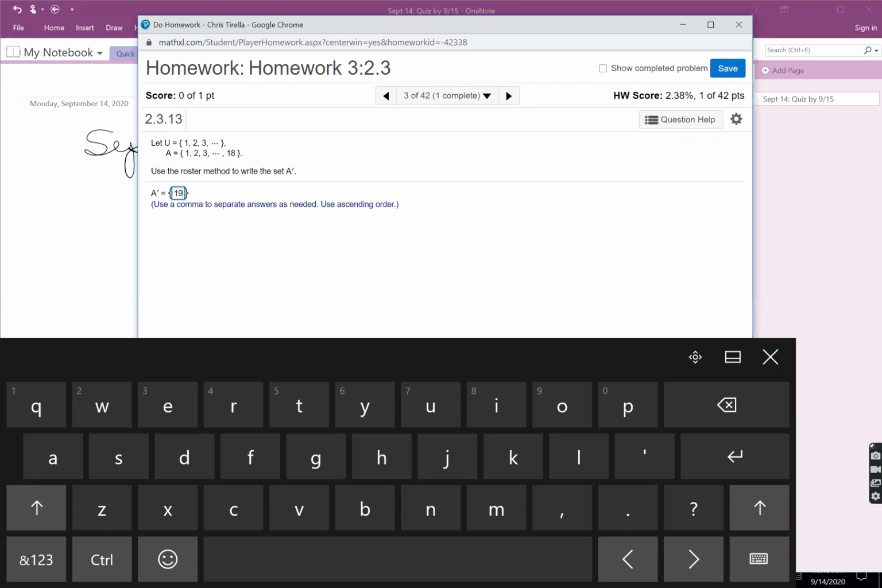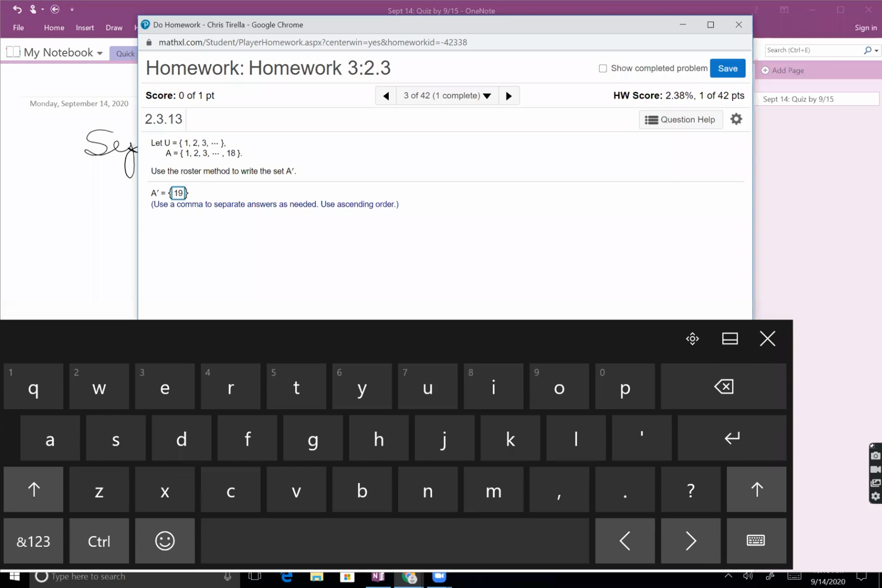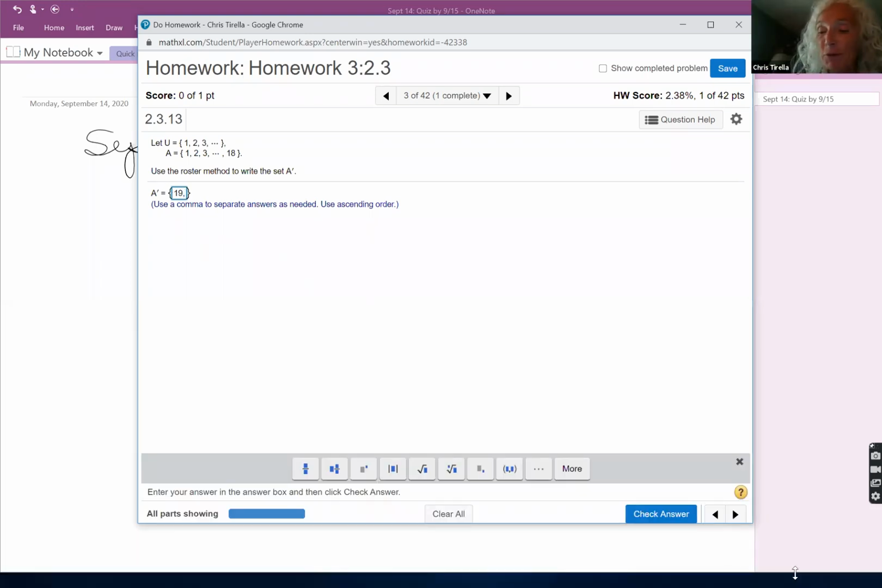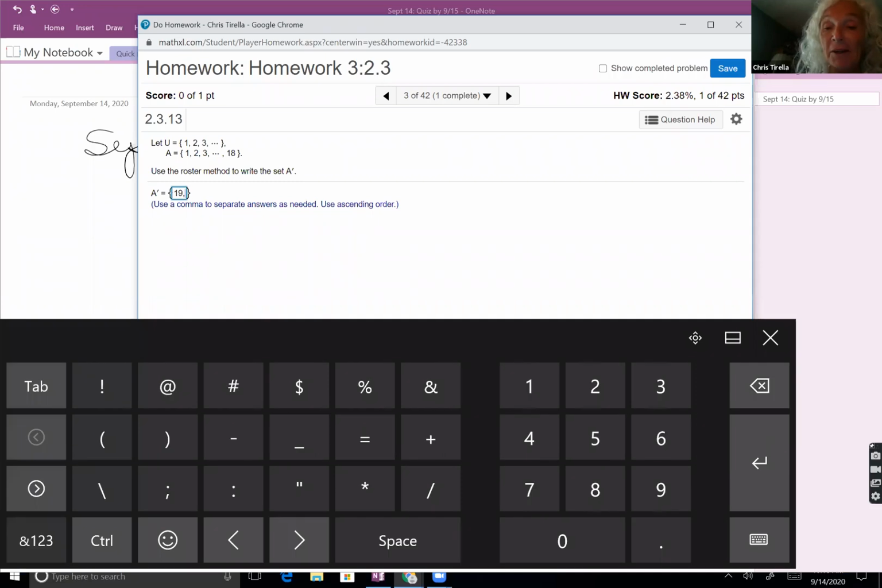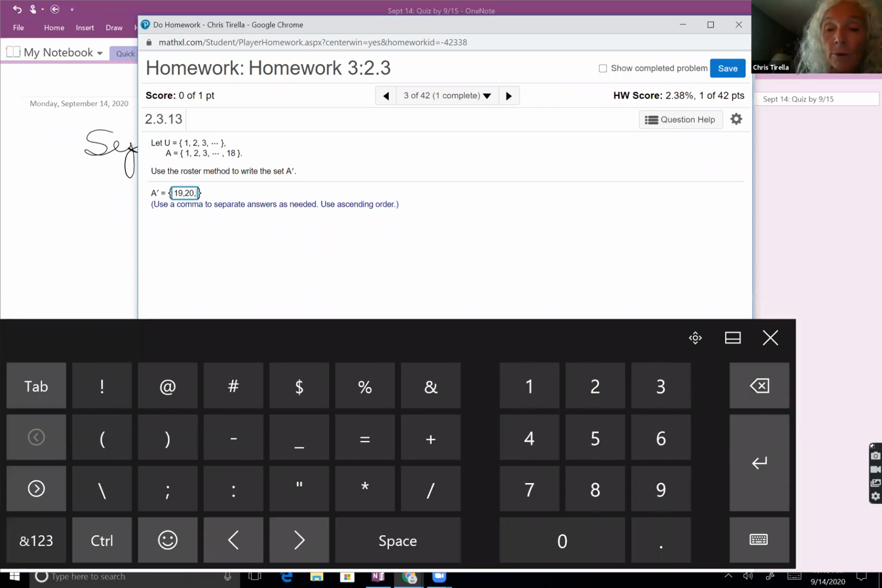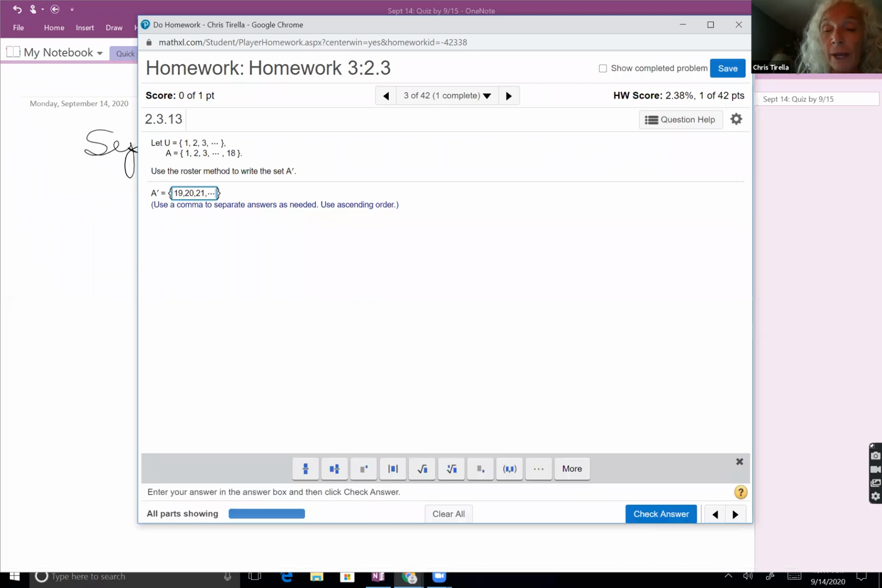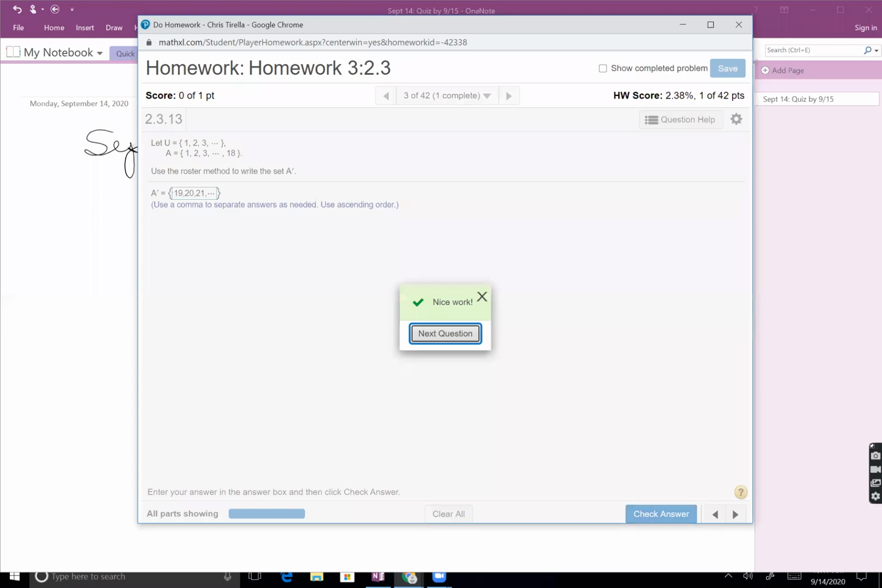The universal set is 1, 2, 3 to infinity, right? Right. Then the complement would be 19, 20, 21, but then it would be infinite. So you'd show it by putting that dot, dot, dot. Okay? All right.